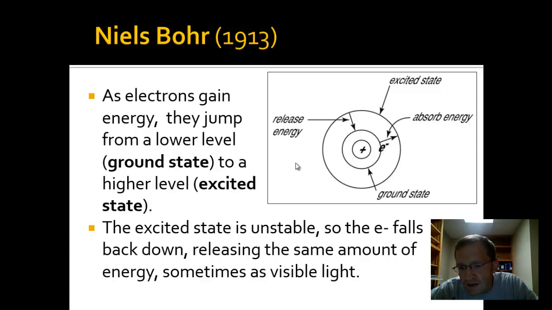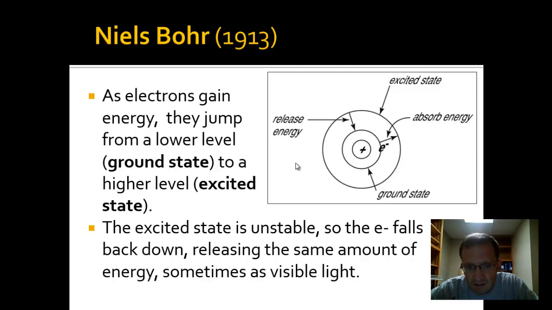The electron will fall immediately back down, basically in an instant, and as it does, it will give off the same amount of energy that it took in. And sometimes that energy is released as a visible wavelength of light. And this is why we can see color from a heated piece of metal. At least this was Bohr's hypothesis.